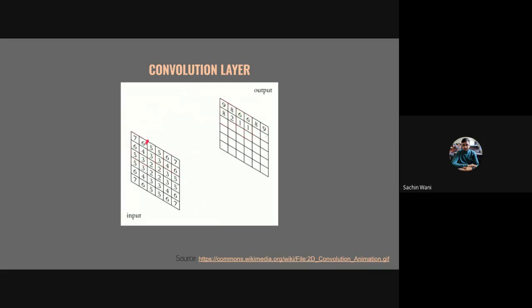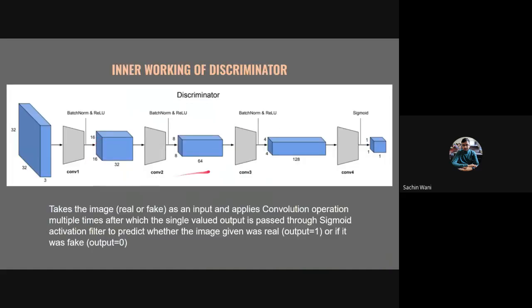In the case where the padding is not the same, we will start to get images that are smaller and smaller throughout the iteration. Here it is 6 cross 6, but if the padding was valid, the output would be of lower dimensions. And that's how, as we saw in the previous slide, the 32 cross 32 image is converted into an image of size 1 cross 1 cross 1, which is basically a single valued output.